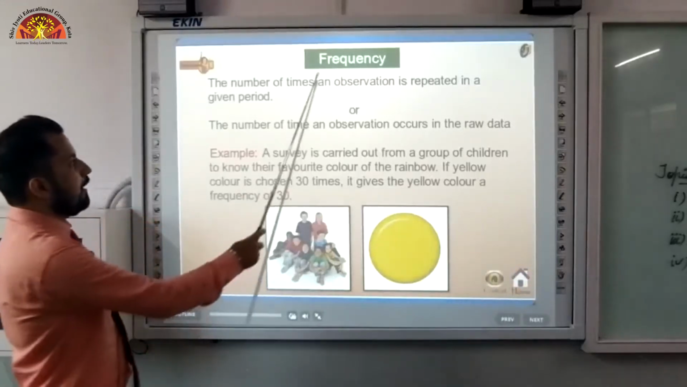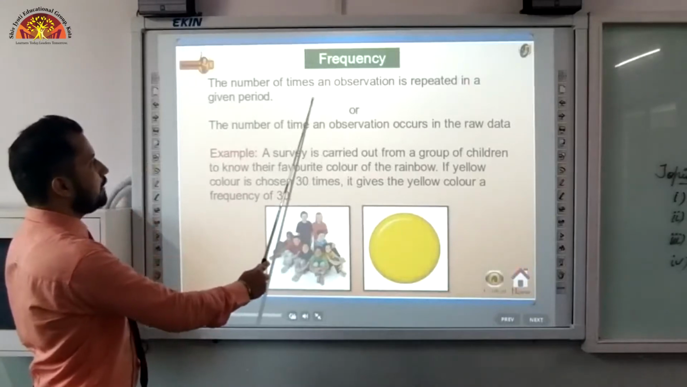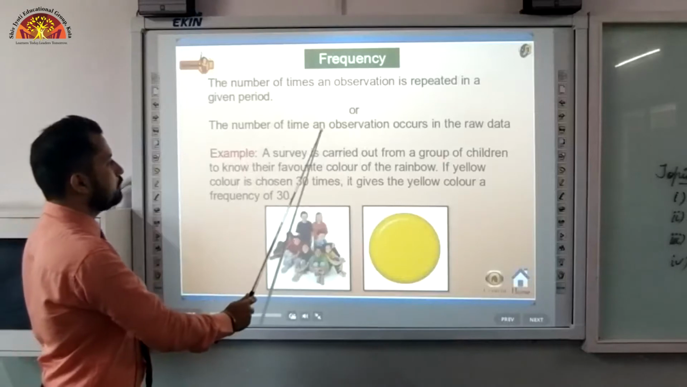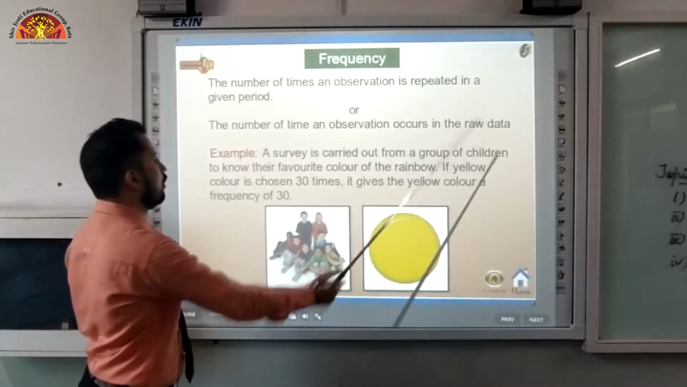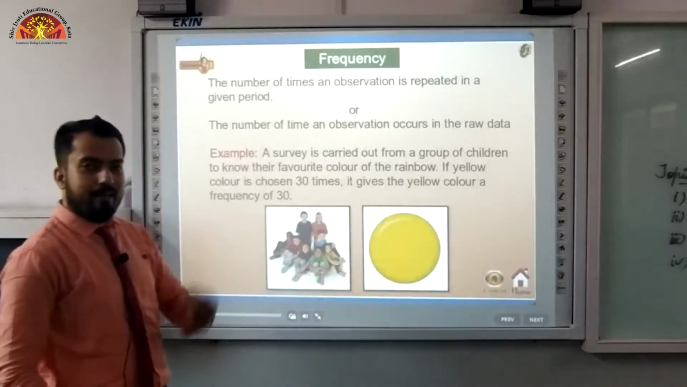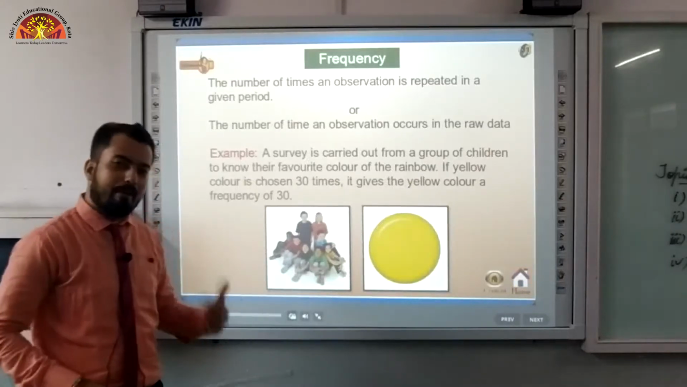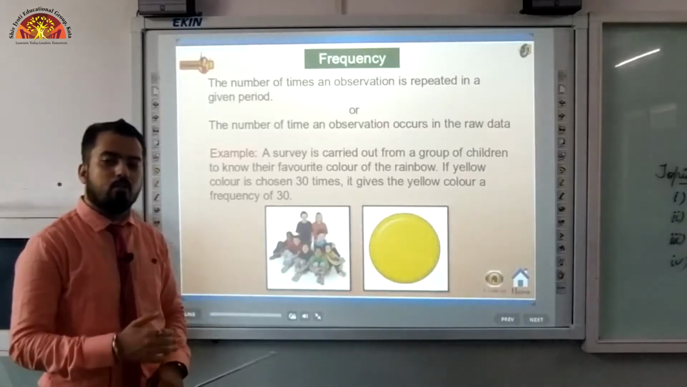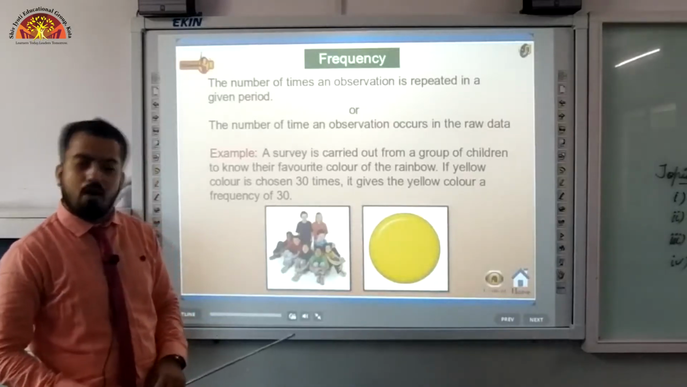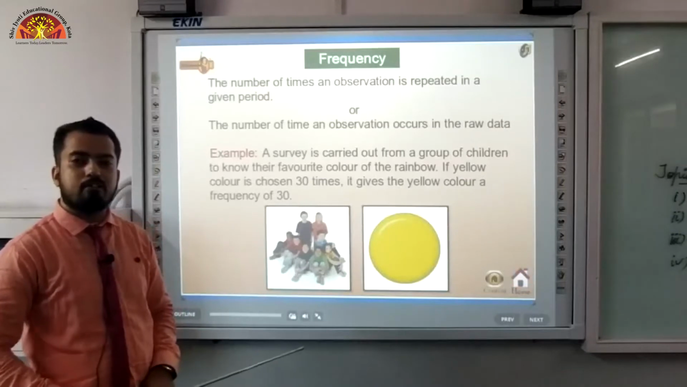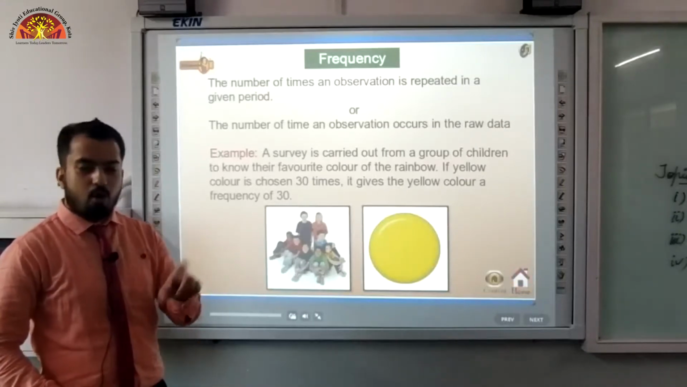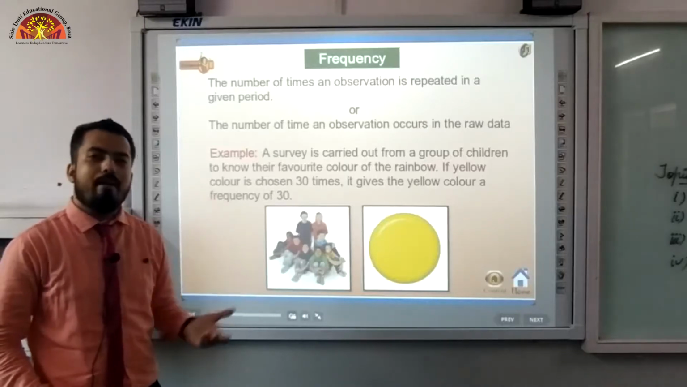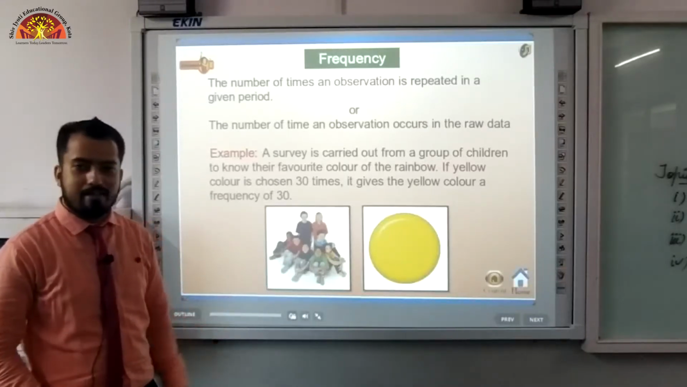So students, frequency is the number of times an observation is repeated in a given period, or the number of times an observation occurs in the raw data. That means when any data is repeated again and again during calculation or collection of the data, or in very simple language, the density or repetition of any particular single or many quantitative data is termed as frequency.